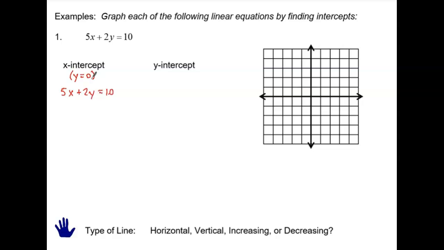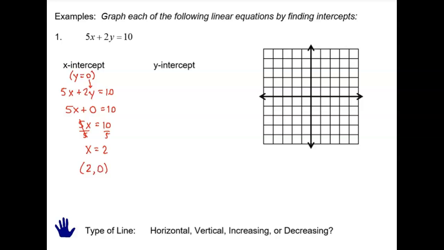If I know that y is going to be 0, and I plug the 0 right in here, 2 times y would go away. This would simply be 0. So I will have 5x plus 0 is equal to 10, or simply 5x equals 10. And that's a pretty simple equation to solve. If we divide by the 5, we have that x equals 2. And we just found the x-intercept. The x-intercept will be (2, 0).